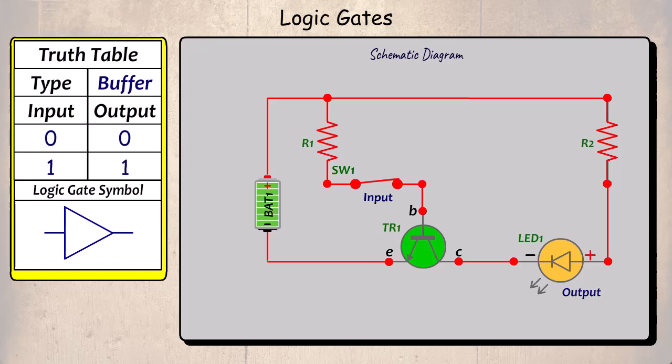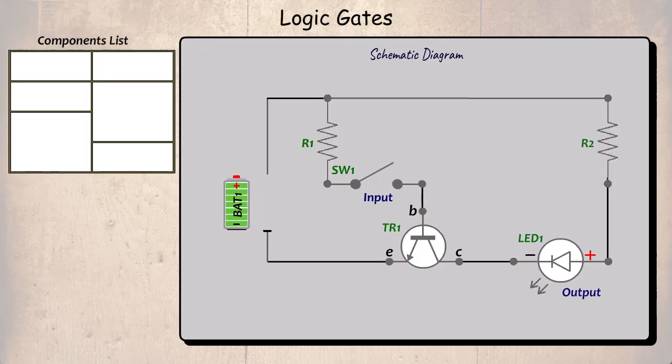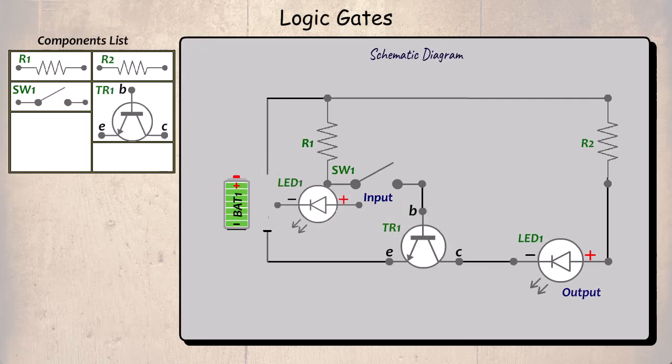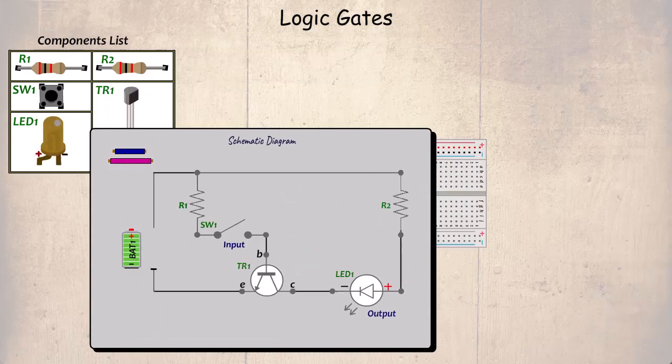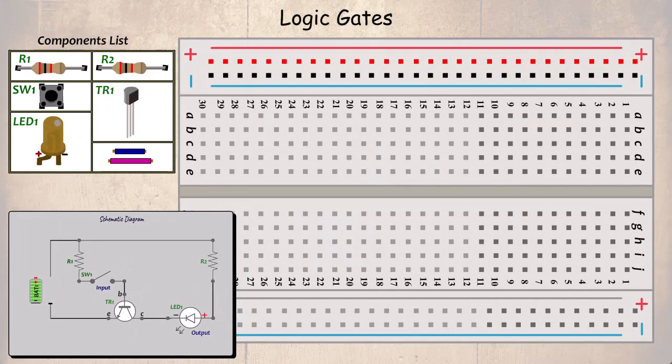As before, let's construct a circuit using the breadboard. But first, the components we need: 2 resistors, a switch, a transistor, and an LED. These symbols are then substituted for the components along with a couple of links. We bring back our breadboard and start the construction. It really does not matter which component we start with as long as we follow the schematic diagram. In our example, it is a switch.